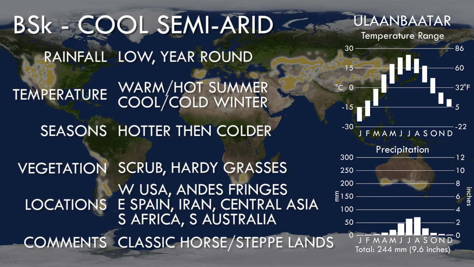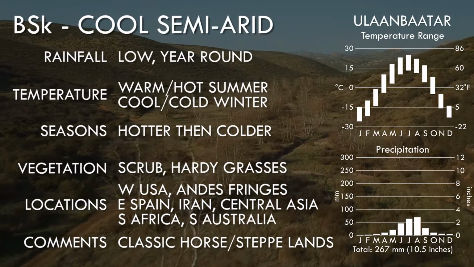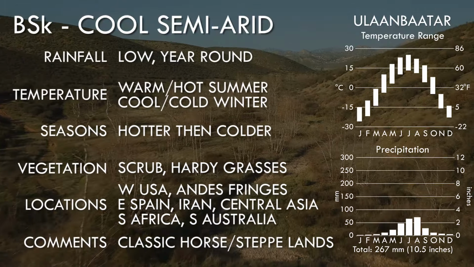BSK, cool semi-arid. Like the cool deserts, only with more rain, but not enough to be classified as temperate or continental. Like their hot semi-arid counterparts, they support shrub-like vegetation or hardy grasses.